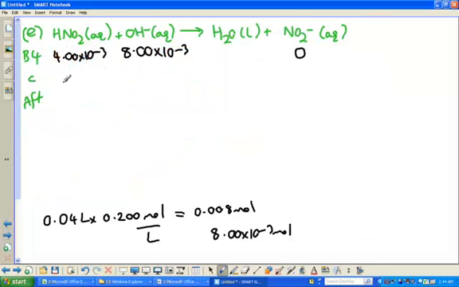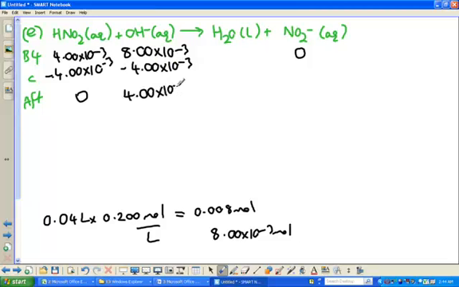So when we think about what's happening here, all of this is going to be used up, and we'll be left with nothing of our acid. The same amount of our OH minus is going to be used up, and we are going to be left with that number of moles. But we have our conjugate base that's going to form as well. How much is this going to increase by? Well, it's going to increase by the amount that these two decreased, plus 4.00 times 10 to the negative 3 moles, so that means afterwards that is the number of moles of our conjugate base.